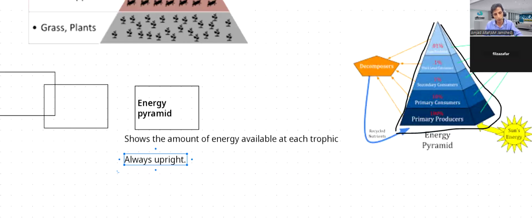Okay, so in this case you will see here its advantage: it shows energy flow. This is energy flow. We started from 100%, then it is 10%, then it is 1%, and it goes on. So this energy flow is shown by this pyramid.